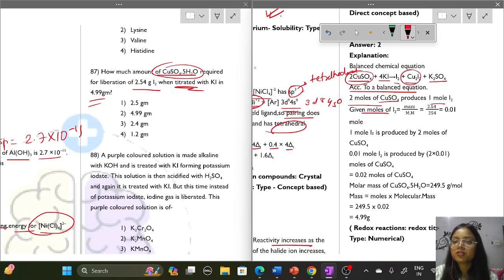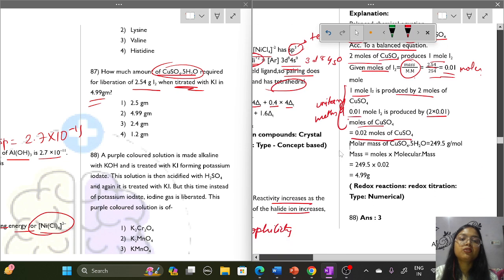Given moles of I2 we can calculate by mass by molar mass, and mass here is 2.54. Molar mass is 254, which comes out to be 0.01 moles. Now 1 mole of I2 is produced by 2 moles of CuSO4, so 0.01 mole of I2 will be produced by 2 into 0.01 moles of CuSO4. It is simply the unitary method, which means 0.02 moles of CuSO4 is required.